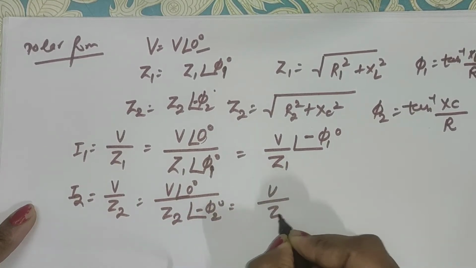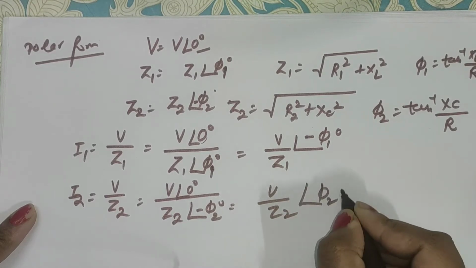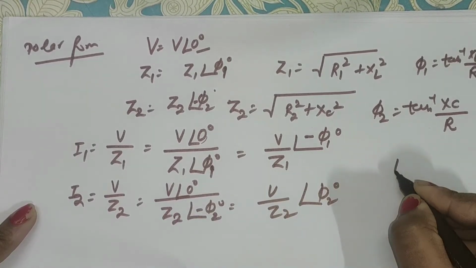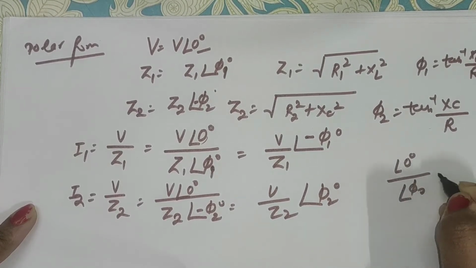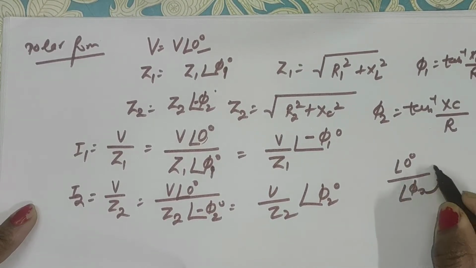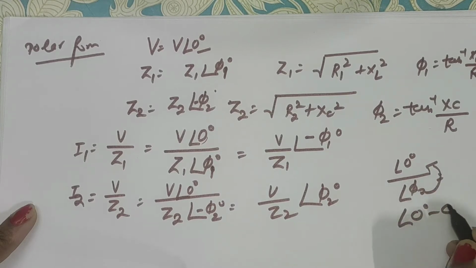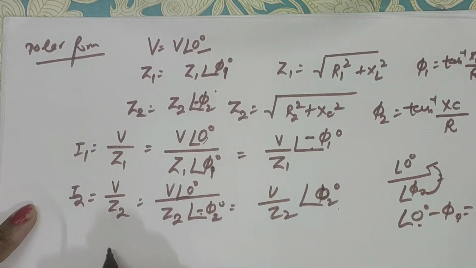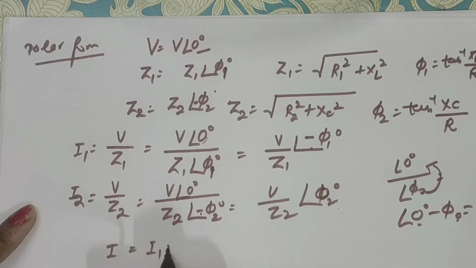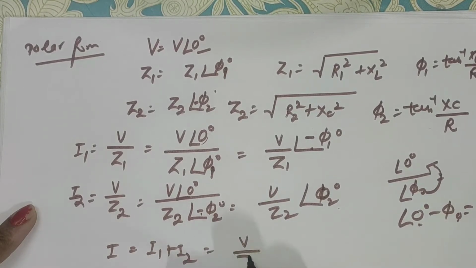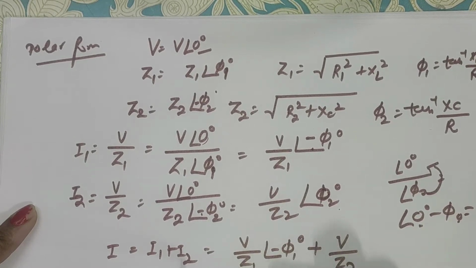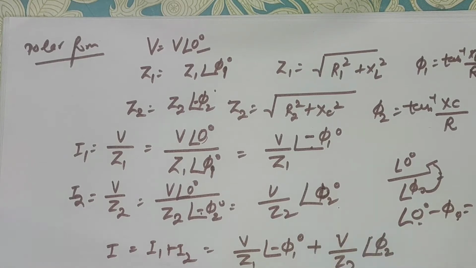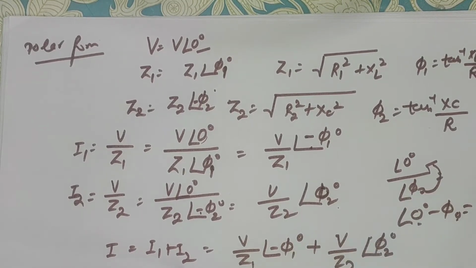So here I2 is V upon Z2 angle plus phi 2, because 0 minus minus phi 2 will be plus phi 2. Now total I equals I1 plus I2, that is V upon Z1 angle minus phi 1 plus V upon Z2 angle phi 2. This is your polar form.